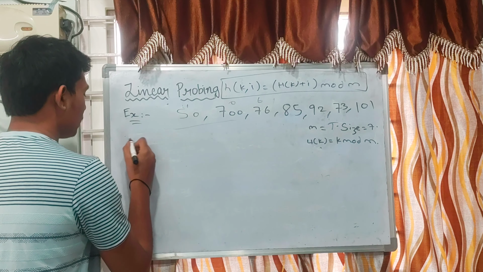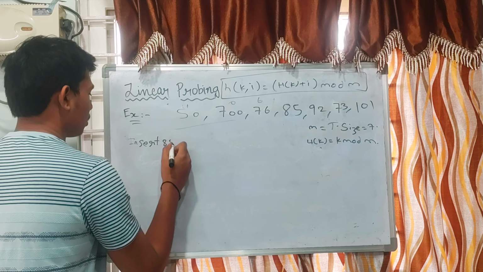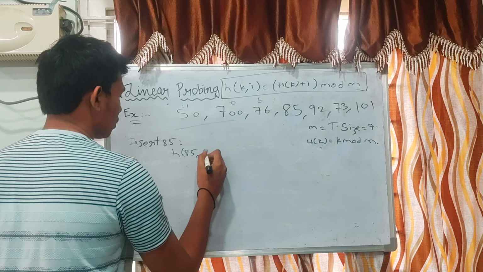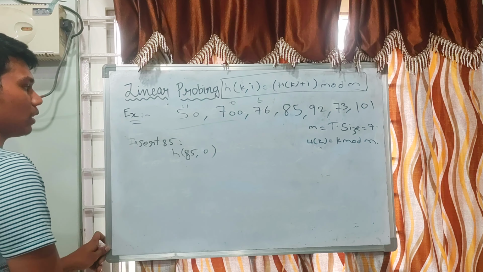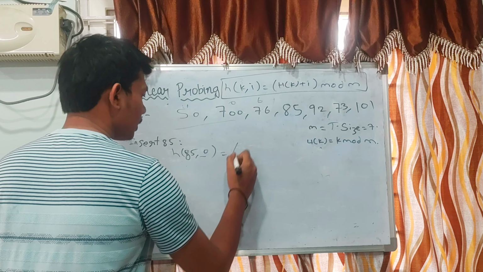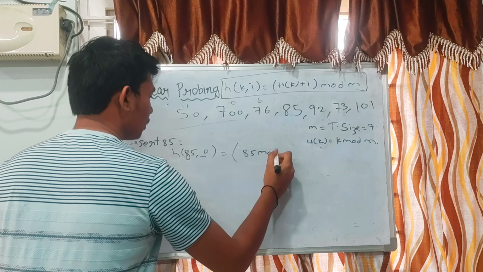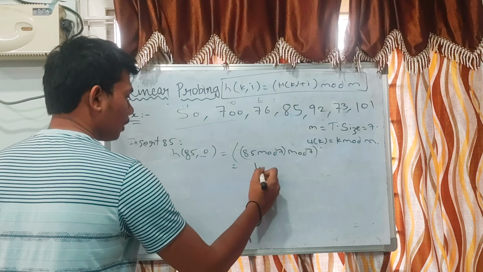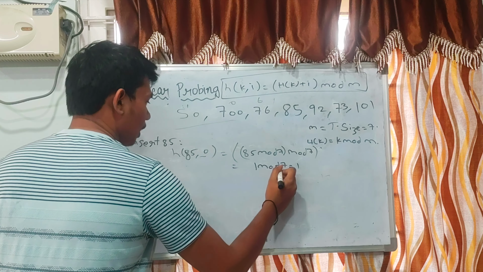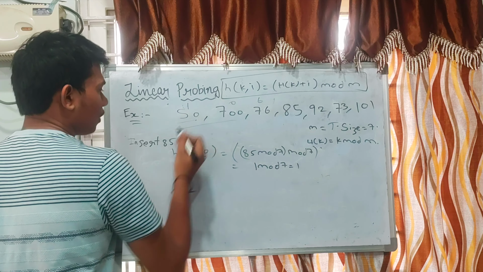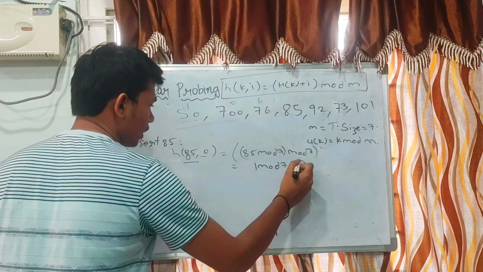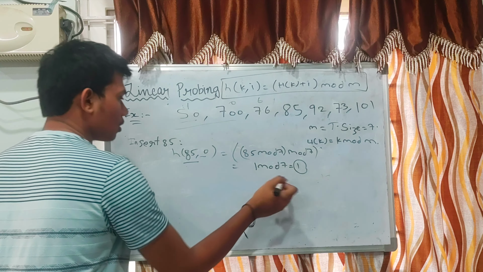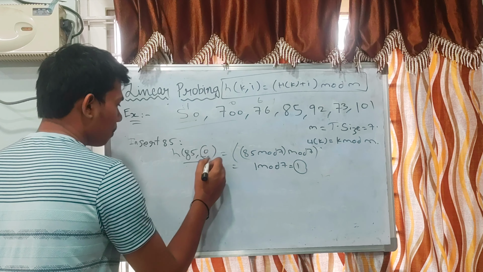Now inserting the fourth element, insert 85. So h of 85 comma 0, start with the probe number 0. It is 85 mod 7, again mod 7. As we know that 85 mod 7 is 1 and 1 mod 7 is 1. Here the location 1 is already occupied by 50 and 85 is also generating the same value 1. So this is the condition of collision. Now to overcome the collision, we are increasing the probe number from 0 to 1.